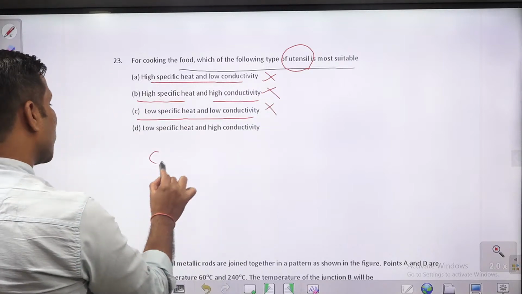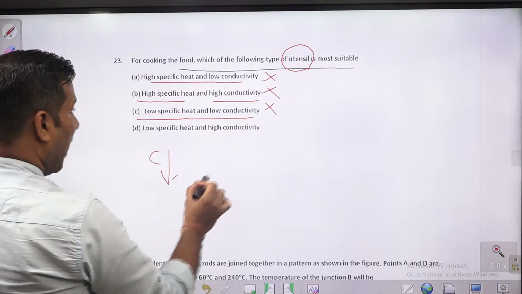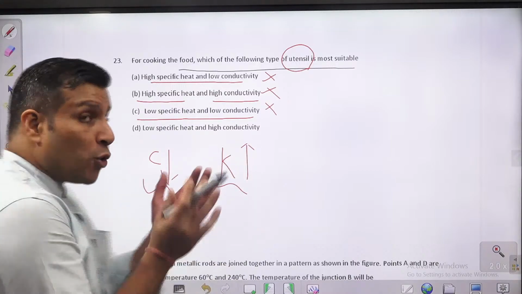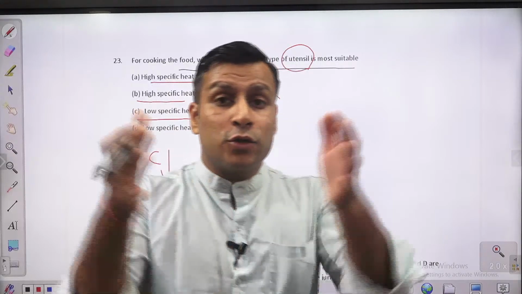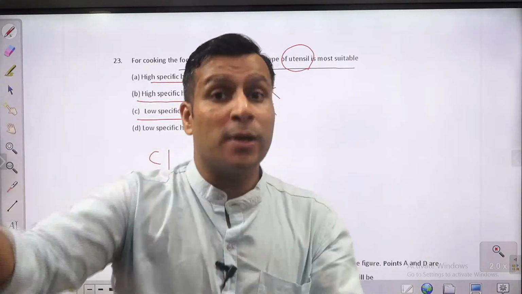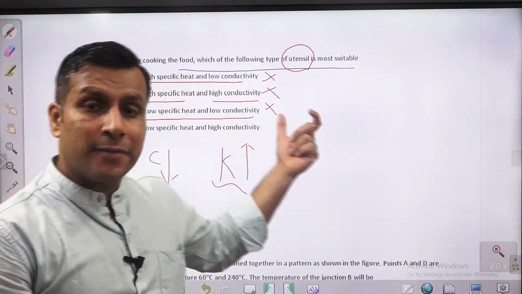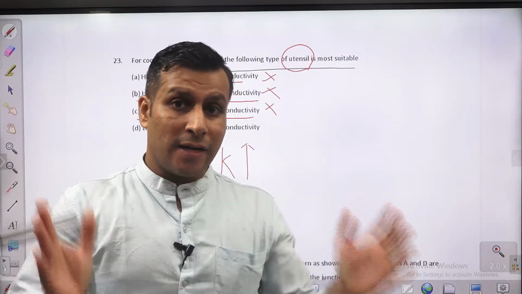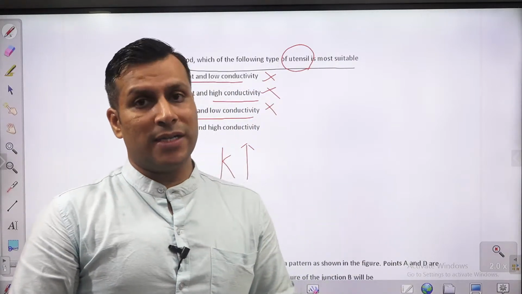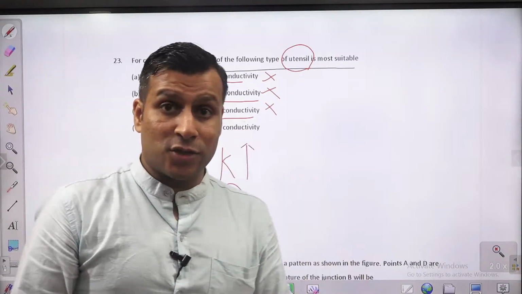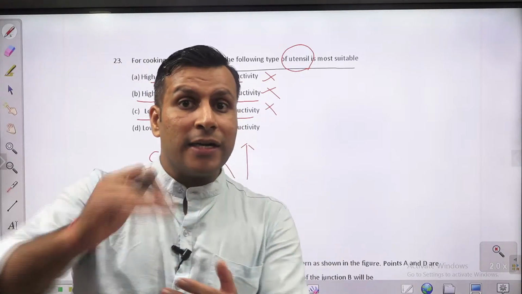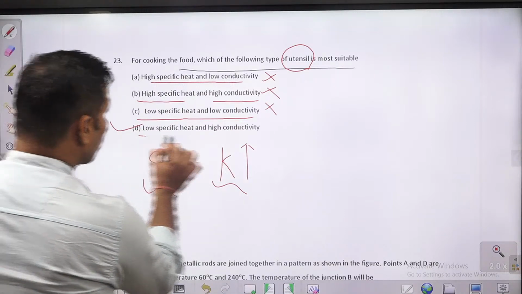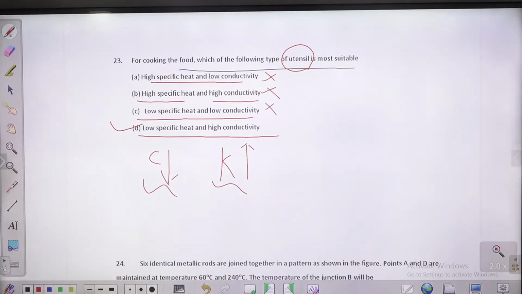We want specific heat lesser and conductivity higher. What do we want, guys? We want heat storage lesser. We want a utensil which is going to store less heat, which is going to transfer more heat. So we want a conductivity higher and the specific heat lesser. What is specific heat? Amount of heat required to raise the temperature of a unit mass of a substance by unit degree Celsius. So we want specific heat lesser so that heat storage will be less, transfer will be more. So D is the right answer, guys. Low specific heat, high thermal conductivity.